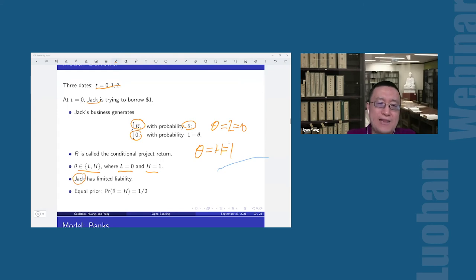Jack also has limited liability, and the prior for high or low is 1/2. It's very symmetric, but this is not important. You can assume any number like a Q or some other number; it's equivalent to changing the value of R. So this is identical, and we just want to keep it simple. So that's the product part.